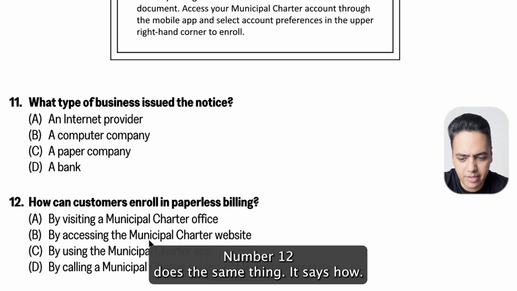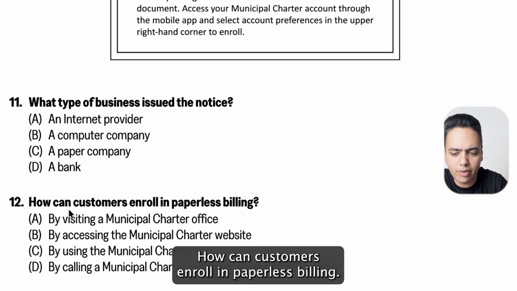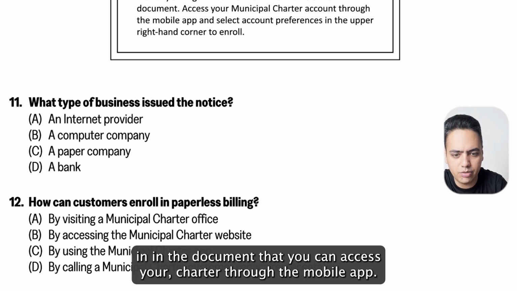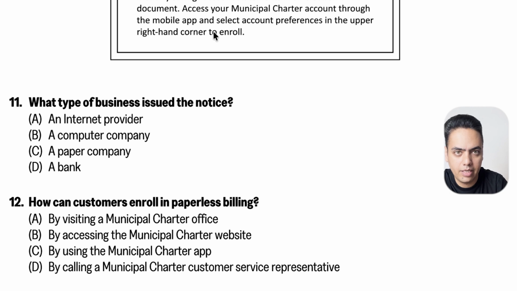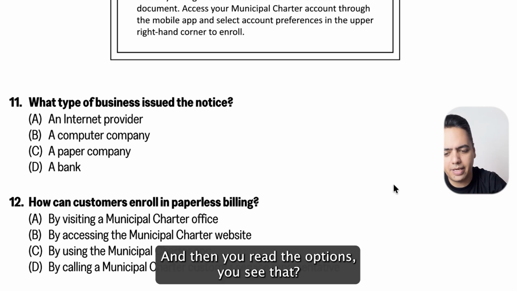Number 12 is the same thing. It says how. So here there's a means of, there's a method that we're looking for. How can customers enroll in paperless billing? So it's probably mentioned in the document that you can access your charter through the mobile app. So you take some more notes. So it has to be something through the mobile app. And then you read the options.